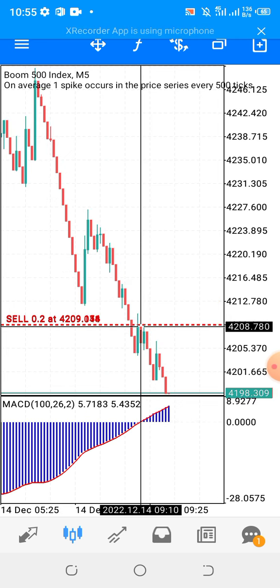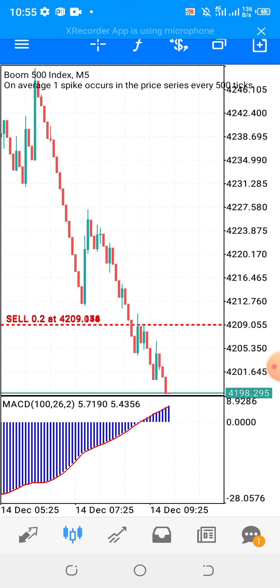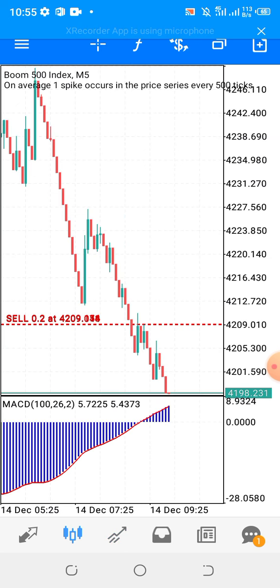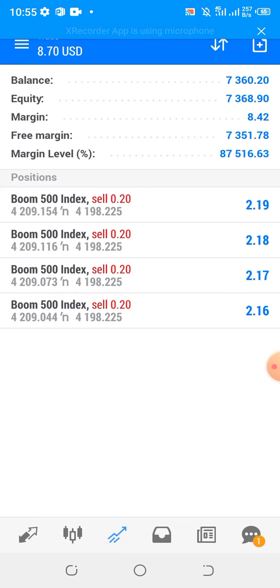Look at it. This is what? A sell entry. Do you understand? So this is it. It is still running. So that is all about it. Boom 500 index. Time frame is 5 minutes time frame. Only one indicator, MACD indicator. Do you understand? So that is it.